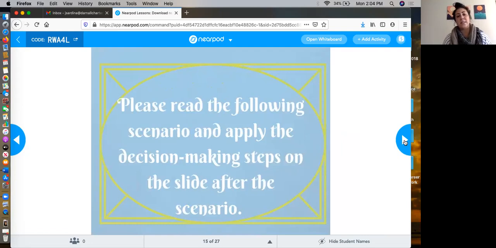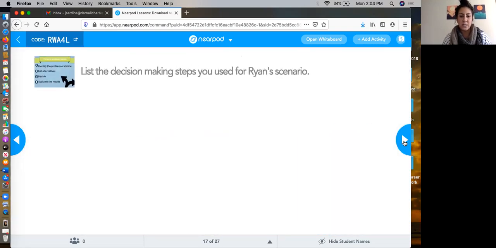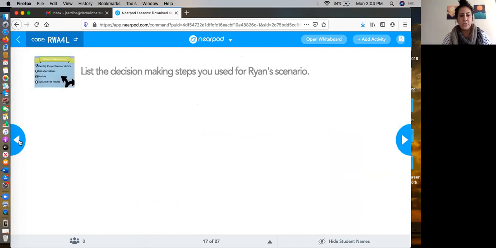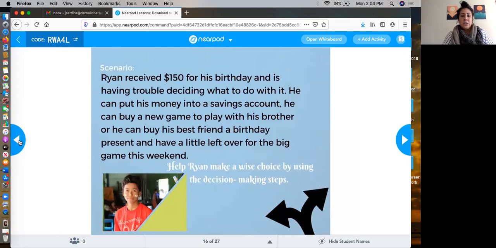Because this is more interactive, I'm going to skip some of these slides because we are not doing any of these together. Well, actually, this could have been a good one, so I'll briefly go over one of the scenarios. Ryan received $150 for his birthday. Now he has to make a decision on how he's going to spend his money. In the scenario, it talks about how he can save his money in a savings account, how he can buy his best friend a birthday present, or he can have some money left over to spend on the weekend, or should he buy a new game?